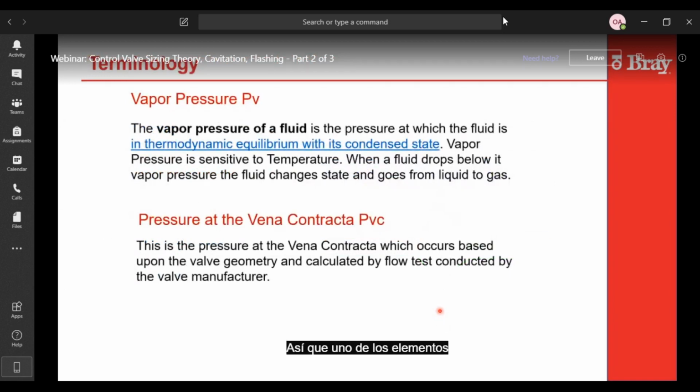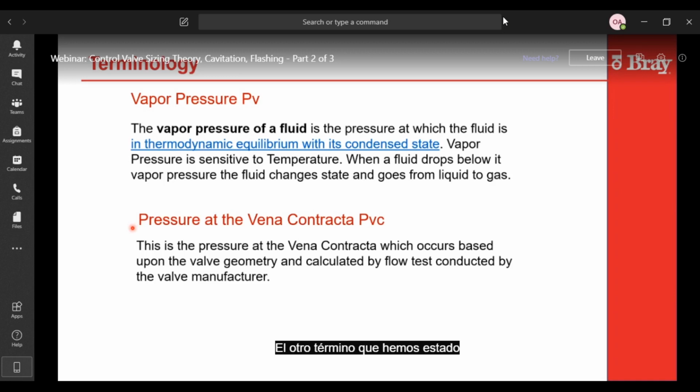So one of the key elements of doing sizing for liquids is knowing the vapor pressure of the liquid. And this is the pressure at which point the liquid changes state and changes into a gas. So essentially, if you drop a liquid below this vapor pressure, you will basically change it into a gas.